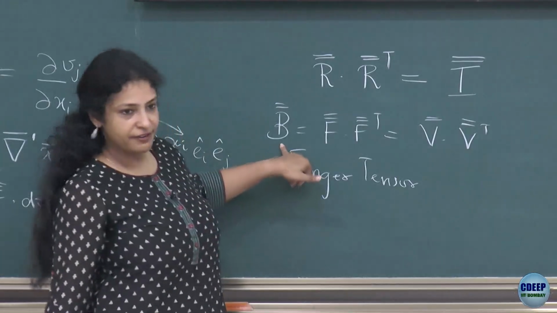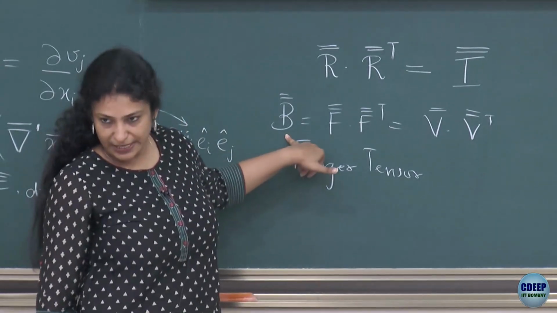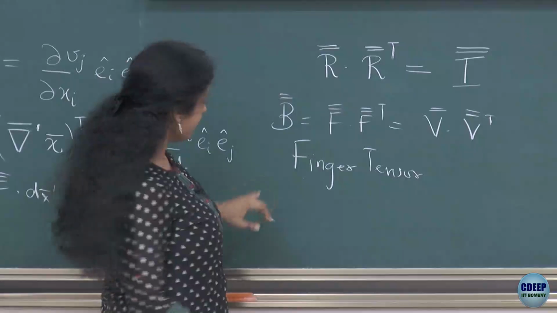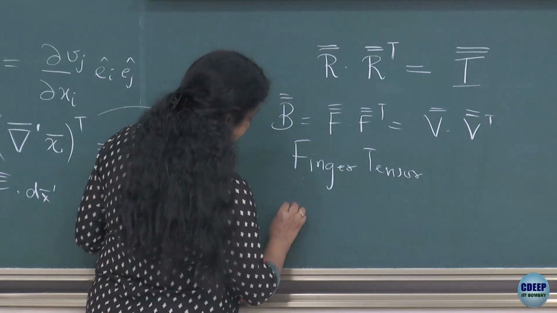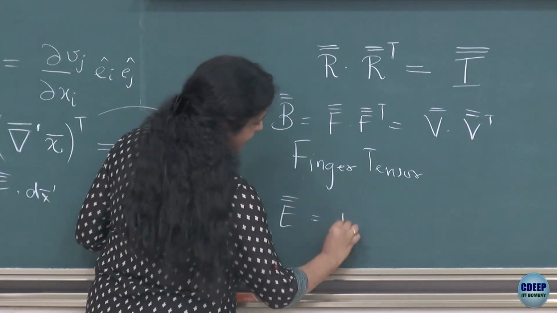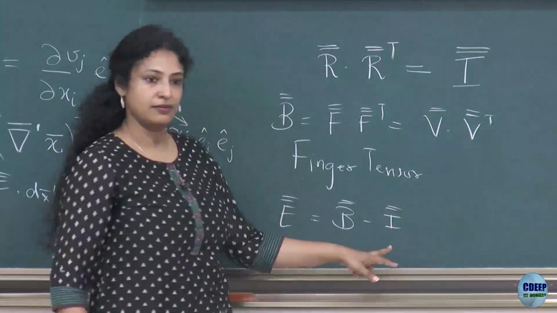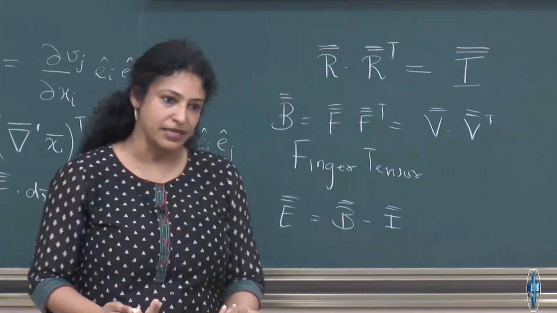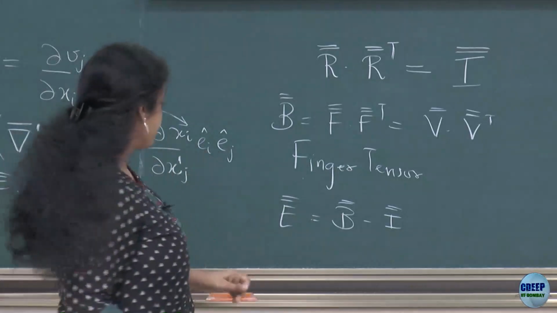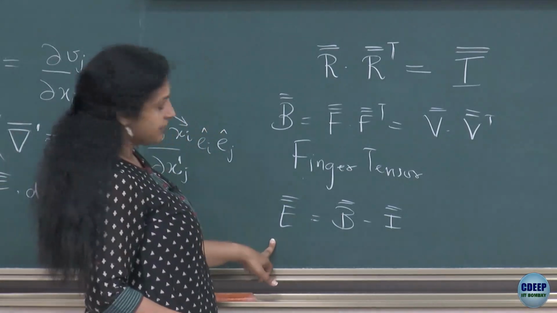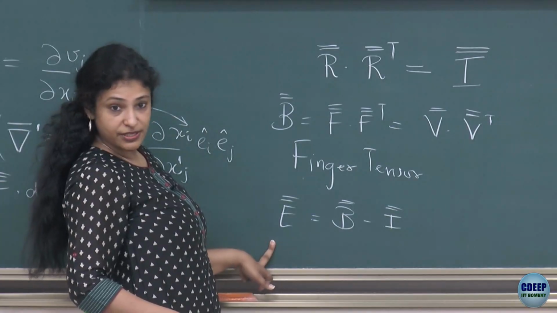One could start defining constitutive equations with B as well, but often what is done is that we subtract from B the identity tensor, and get just the strain tensor, which is also denoted as E.